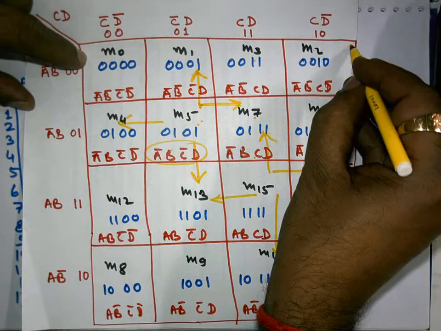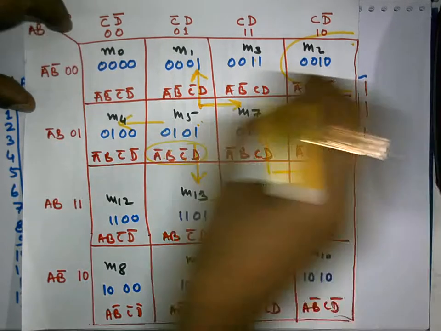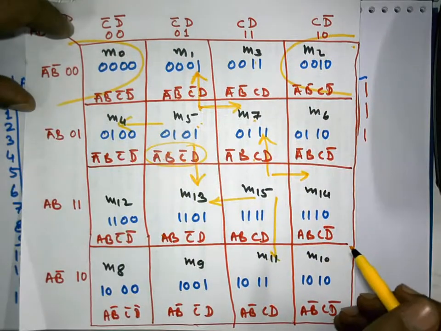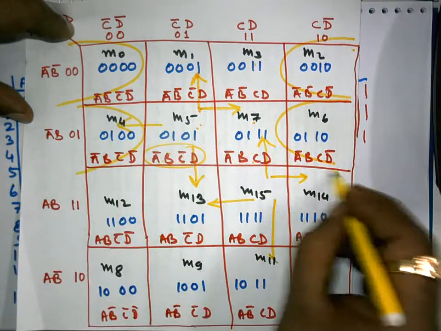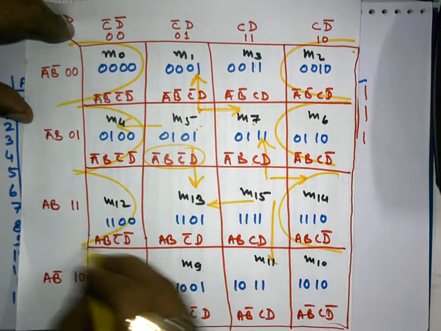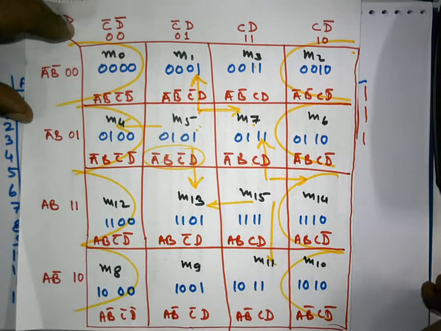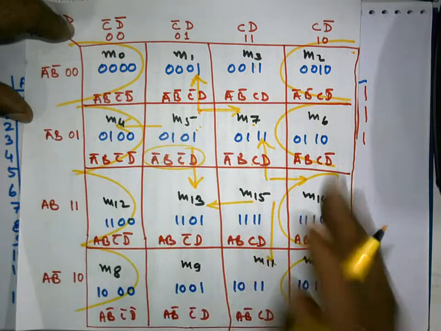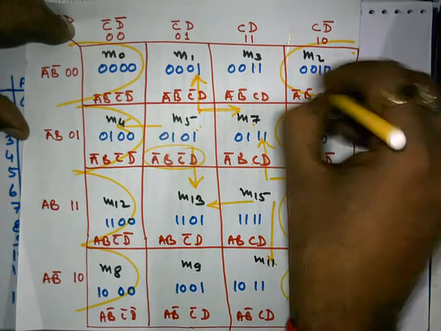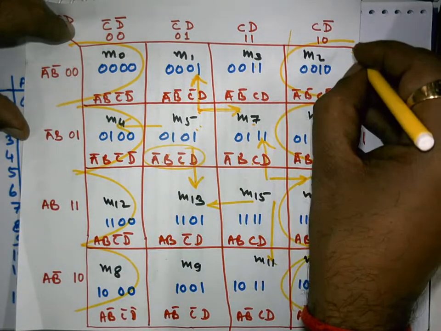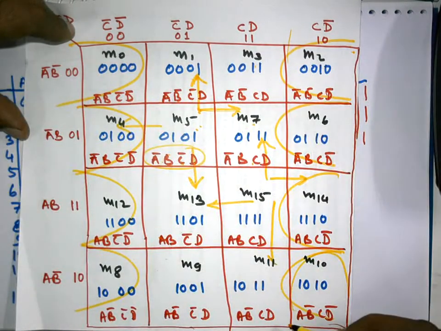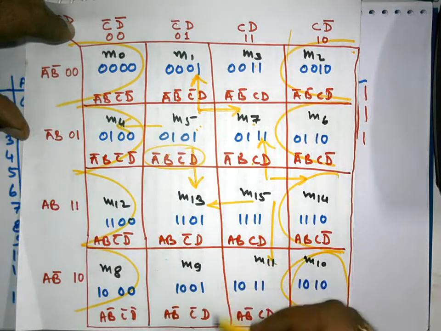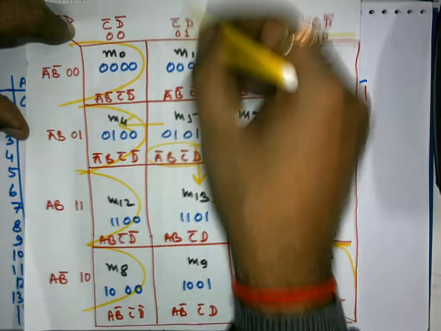So by this definition, we can very easily observe that M2 is neighbor of M0, M6 is neighbor of M4, M14 is neighbor of M12, whereas it is not physically apparent that they are neighbors. This is not physically appearing. M10 is neighbor of M2. This is 3. M3 is neighbor of M11. M1 is neighbor of M9. And M8 is neighbor of M0.